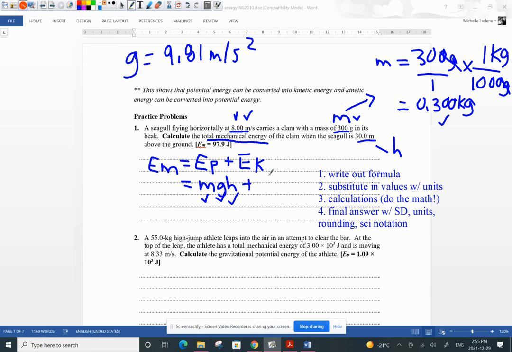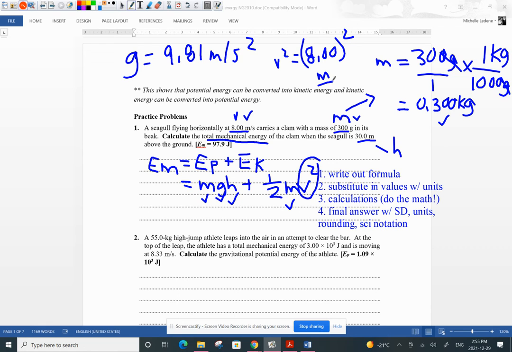Now, how do we calculate EK? Well, look up the formula in your data booklet, or you know it already because you just did this. It's 1/2 mv squared. Do we know what the v is? We sure do. Do we know what the mass is? We sure do. But don't forget to square it. So we have v is 8 meters per second. Of course, v squared on your calculator is 8.00 squared.